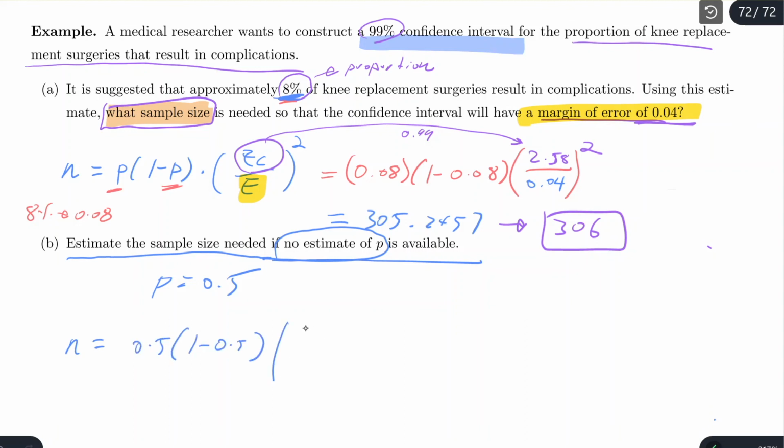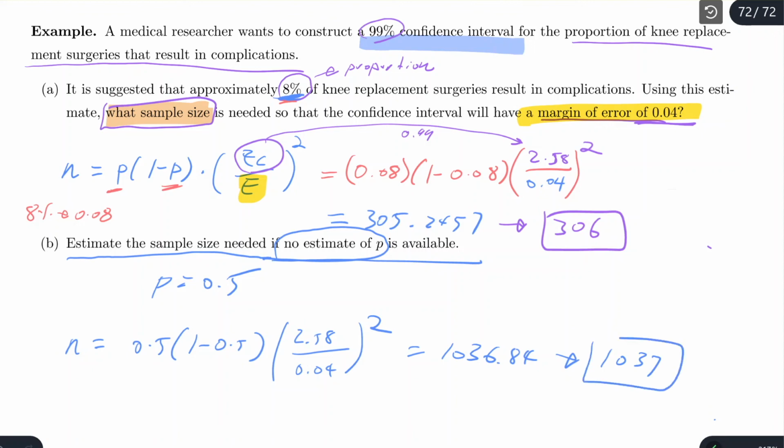Same thing for Z of c, 2.58 for the 99% confidence interval. Margin of error 0.04 squared. And this gives us 1036.84. We round up to 1037. So this is the minimal sample size. This is the minimum number of individuals we need to collect to ensure that we have a margin of error of 0.04 with a 99% confidence interval, if P is not available.